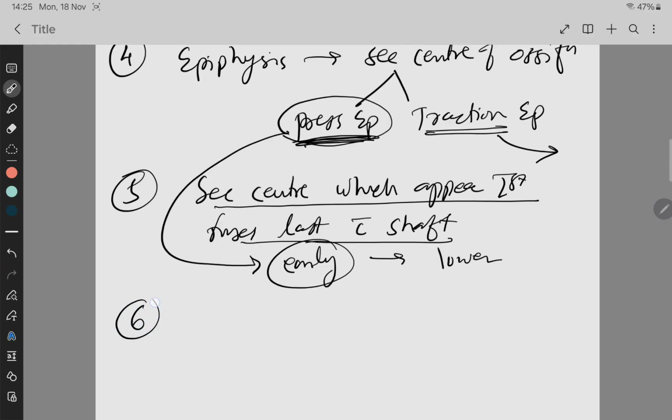Sixth law of ossification: secondary centers fuse together to form a single epiphysis, which is called a compound epiphysis, which in turn fuses with the diaphysis. For example, what is the exception to that? The upper end of the femur has 3 secondary centers: one for the head, one for the greater trochanter, and one for the lesser trochanter.